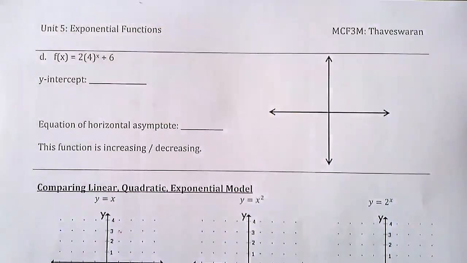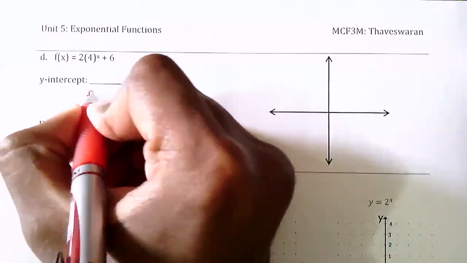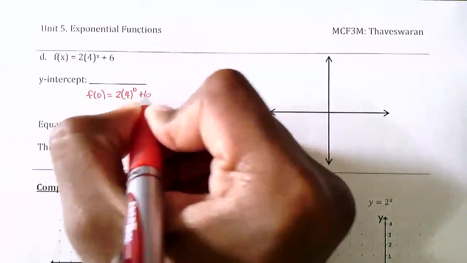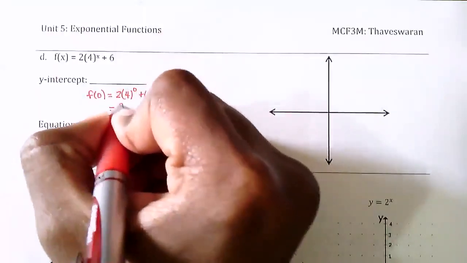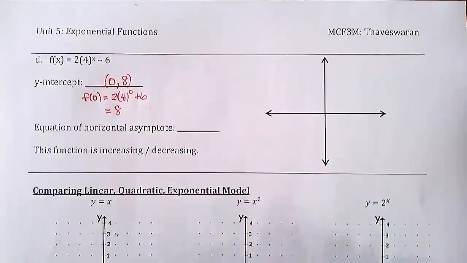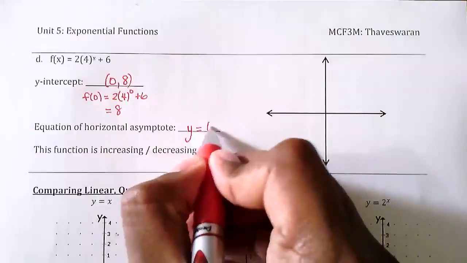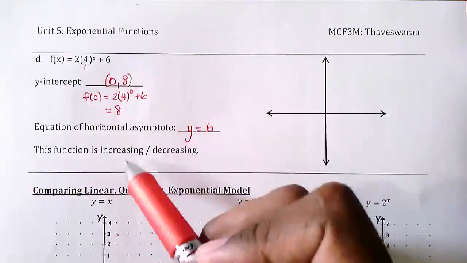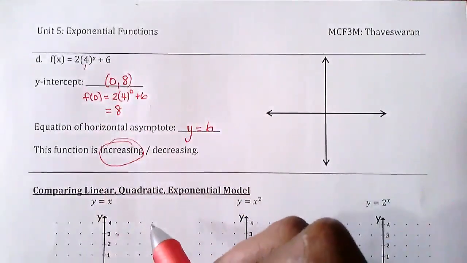The last example we have here, again, follow the same 3 rules. For the y-intercept, let x equal 0. So f(0) is equal to 2 times 4 to the power of 0, plus 6. 4 to the power of 0 is just 1. So 2 times 1 is 2, plus 6 is equal to 8. The y-intercept is (0, 8). Equation of the horizontal asymptote, that's just y is equal to the c value, so y is equal to 6. And we look at the b value to determine if it's increasing or decreasing. It's a whole number here, so it is increasing.